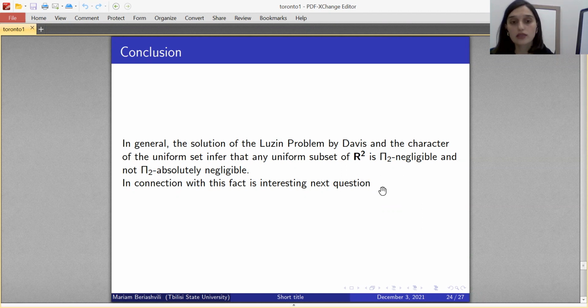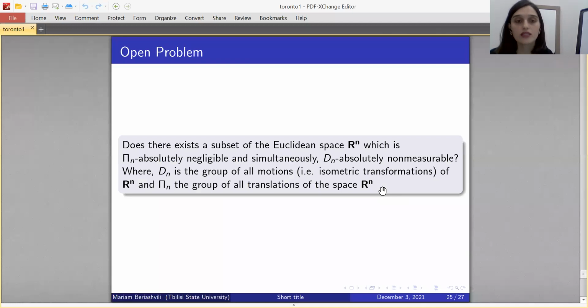In connection with this fact there is the next question, an open problem. Does there exist a subset of the plane which is Pn absolutely negligible and simultaneously Dn absolutely non-measurable? Dn here is the group of isometric transformations of Rn, and Pn is the group of all translations of the space Rn. It is an open question. If someone is interested in this question, I will be happy, but until today it is open.